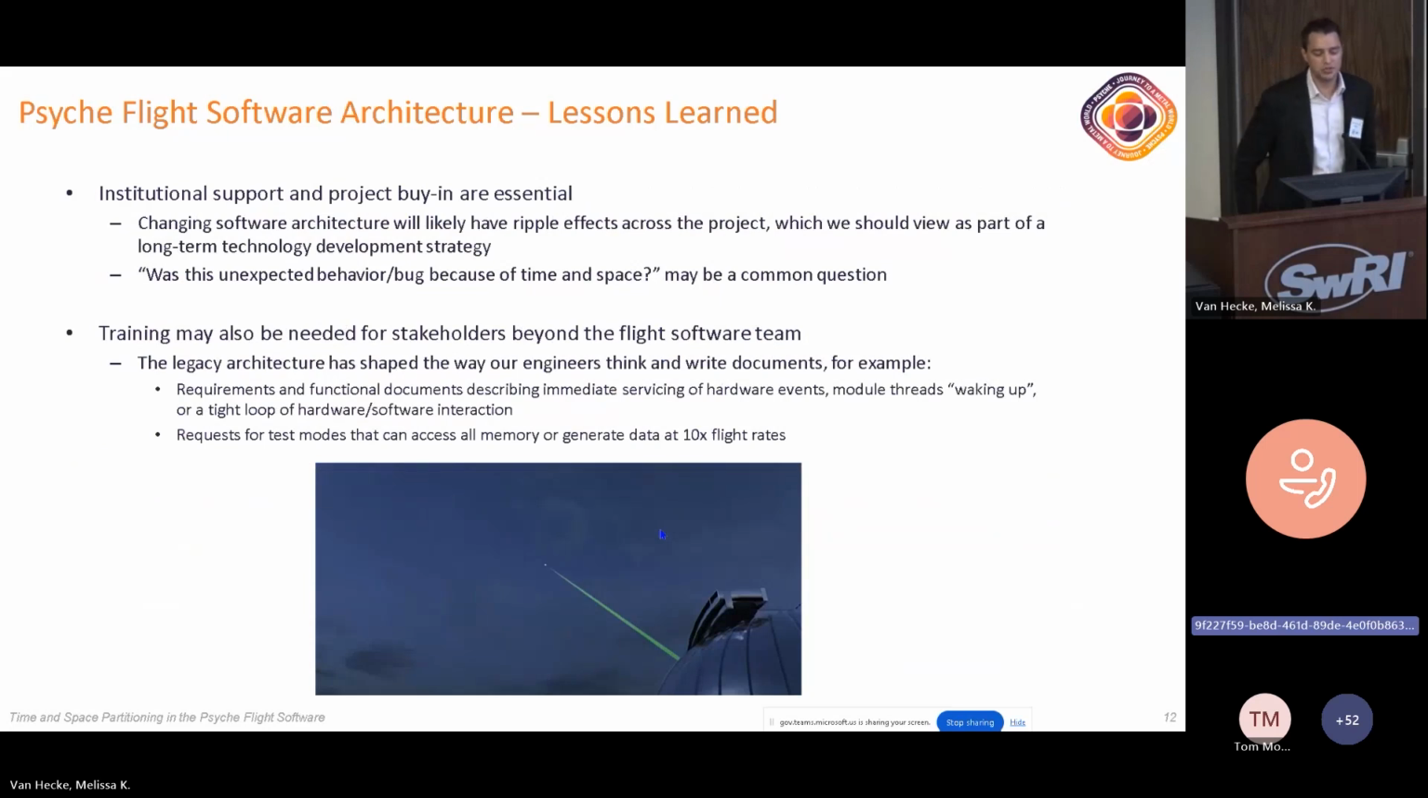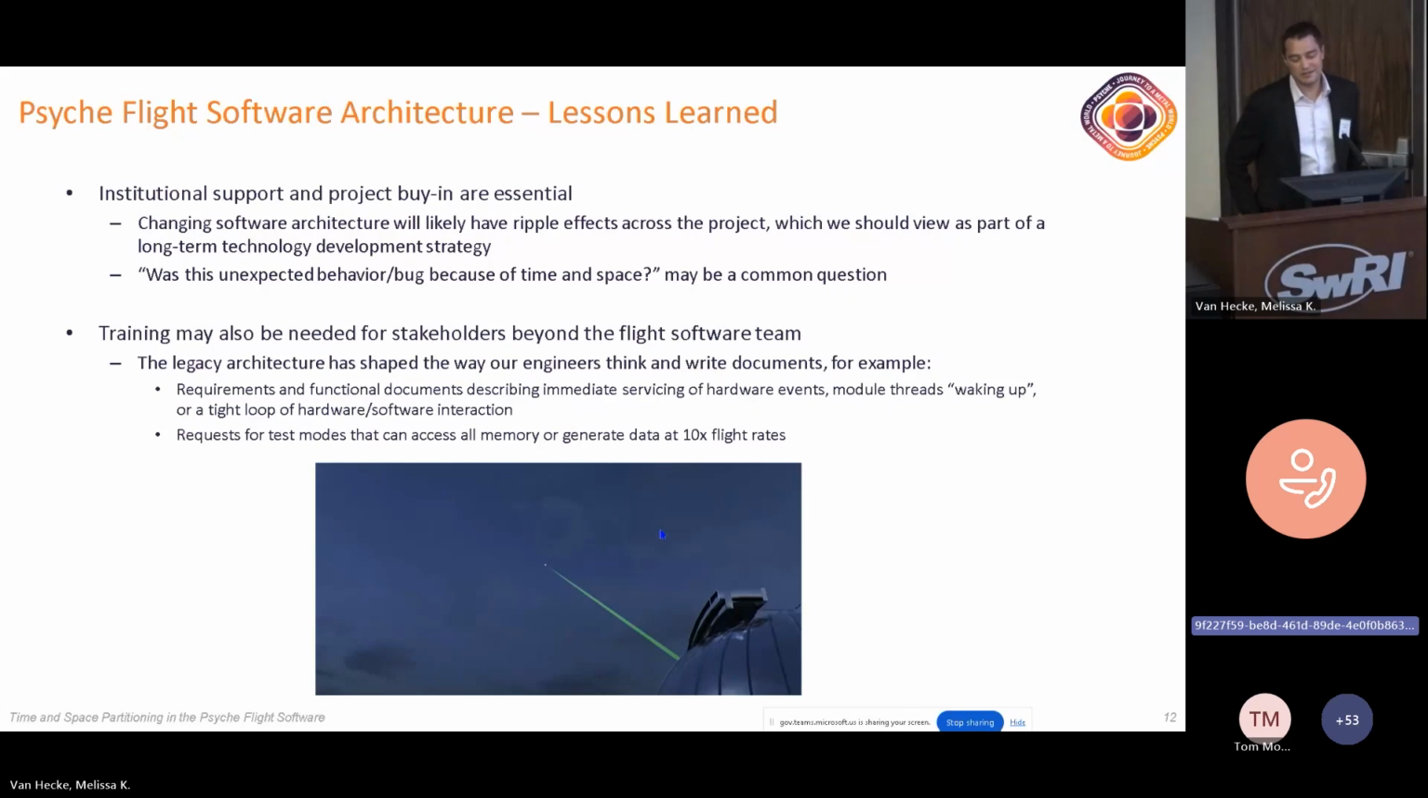A little bit more at the institutional level, if you're going to make a big change in the flight software, it doesn't have to be time and space partitioning, but any big change, it might be obvious, but that has ripple effects across the project. It doesn't stay in the realm of flight software. And the institution and the project needs to be on board with the cost of this being a long-term development strategy to improve how we do things. And you might get the question, was this bug, was this weird behavior because of this new architecture? So I was asked that more than once.